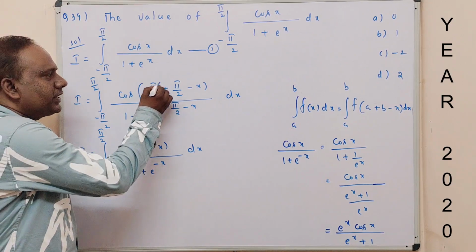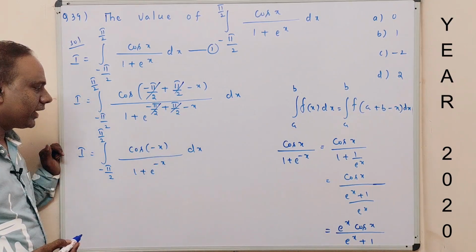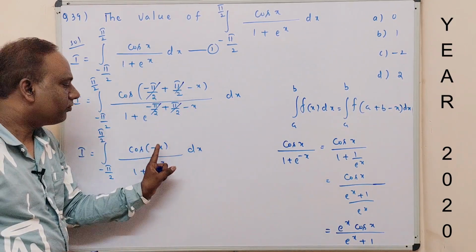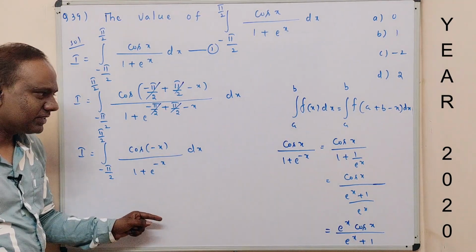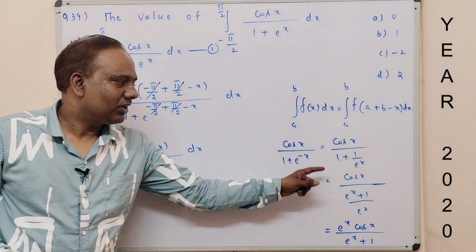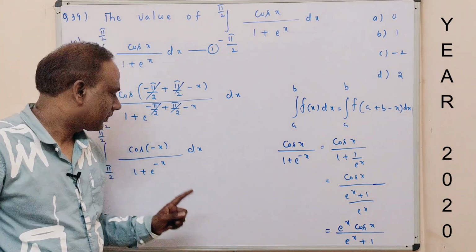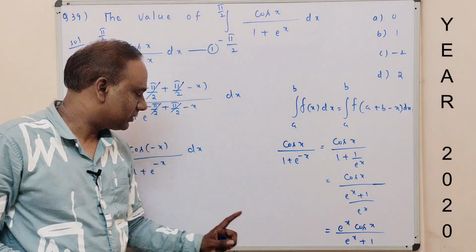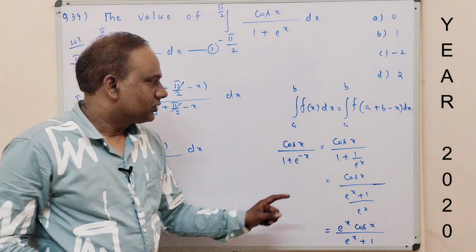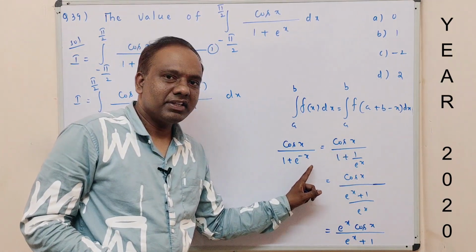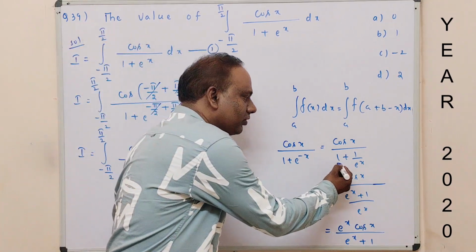So here minus pi by 2 plus pi by 2 cancel. The remaining is cos of minus x by 1 plus e power minus x. Here space is not sufficient, that's why I am explaining here and writing the direct answer here. Cos of minus x is cos x, divided by 1 plus e power minus x. Now e power minus x can be written as 1 by e power x.